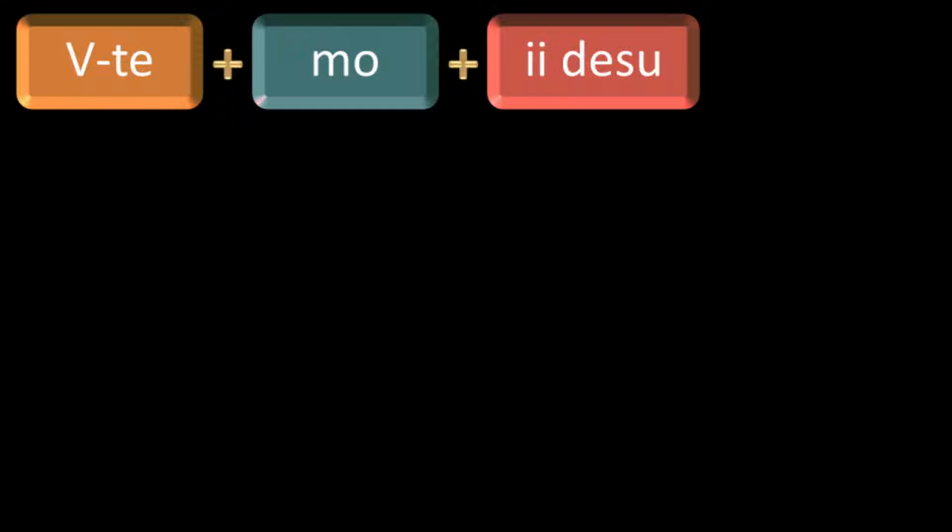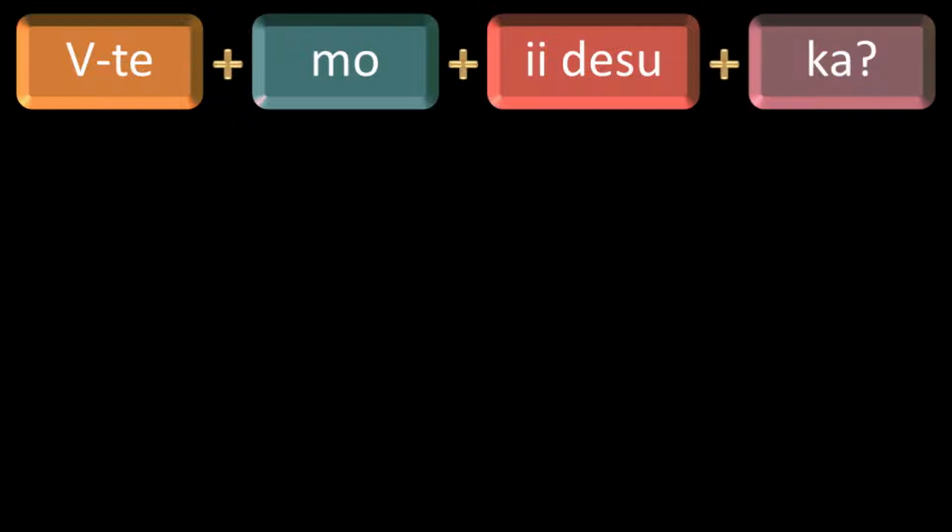And this pattern ending with te mo ii desu is used to give permission to do an action. Now, if we add ka at the end of the sentence, then it will become a question. And this pattern ending with te mo ii desu ka is used to ask permission to do an action. Let me give you a few examples and the usage will become clear.